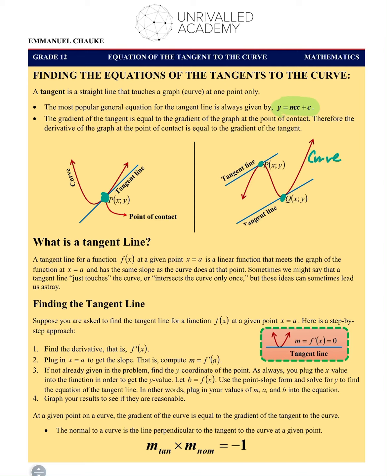Get that? Number three, if not already given in the problem, find the y coordinate of the point. How do you do that? You substitute the given x coordinate into the given curve. The curve is a function. Get that? It's a polynomial. You will be given that particular curve. So you'll be given a curve and a point. So you need to substitute it into the given polynomial to get the corresponding y value at that particular point of contact.